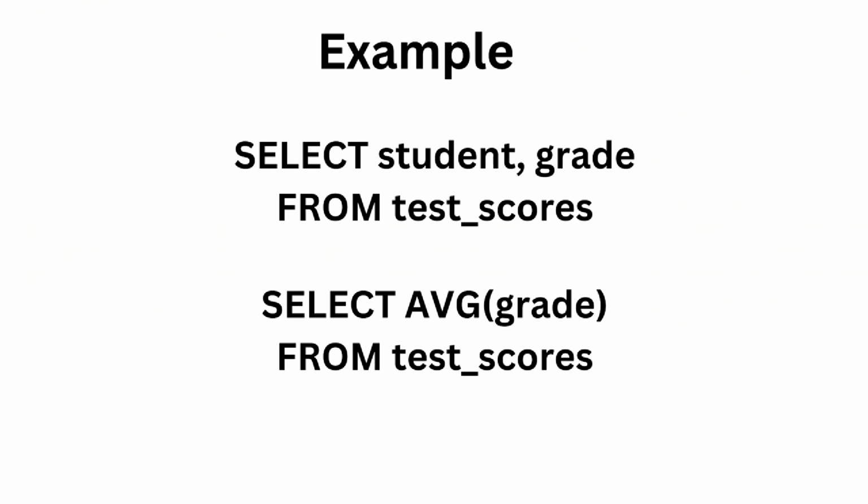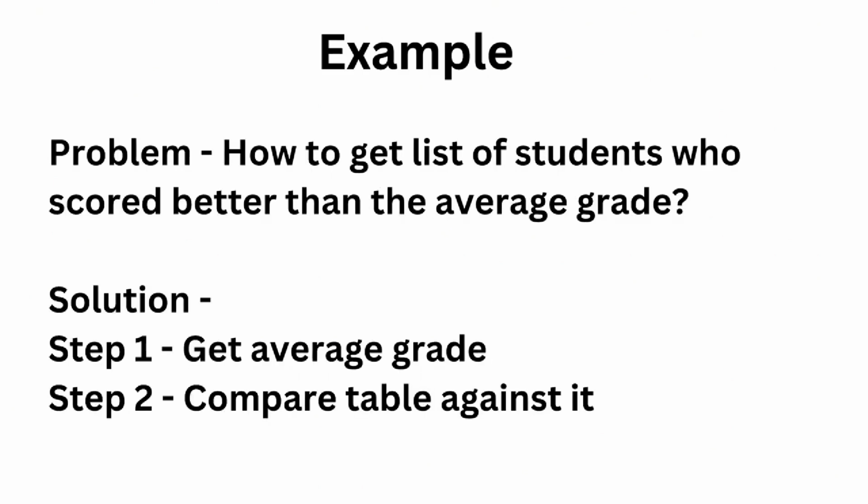Let's imagine you wanted to grab the average grade across the entire class. Then you would just say, select average grade from test scores. So we already know how to grab all the information from the table, as well as the average score or average grade from all the students. Now let's imagine you wanted to answer this question. How can we get a list of students who scored better than the average grade?